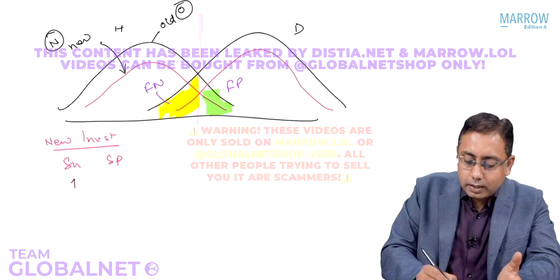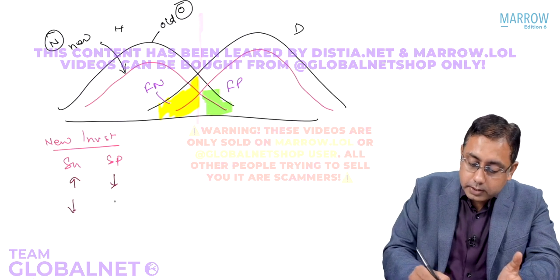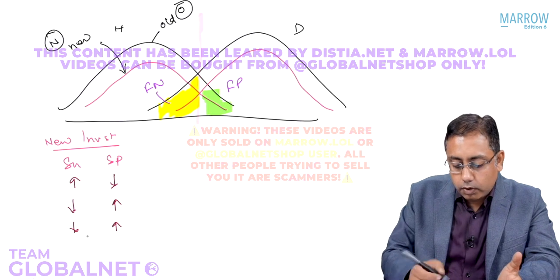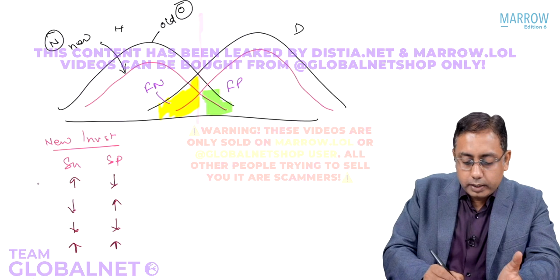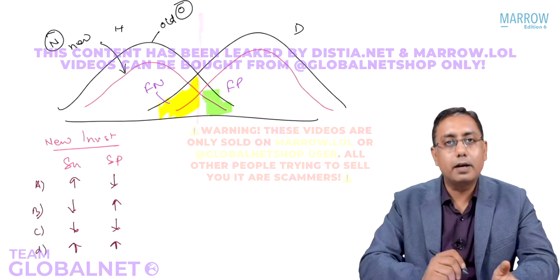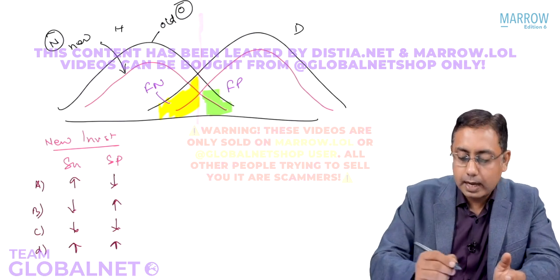What will happen to the sensitivity and what will happen to the specificity? What do you think? The sensitivity increases and the specificity decreases, or the sensitivity decreases and the specificity increases, or they both decrease, or they both increase? You have option A, B, C, and D. What do you want to mark? I know many of you must have got it correct. Let me just explain to you what has happened over here.